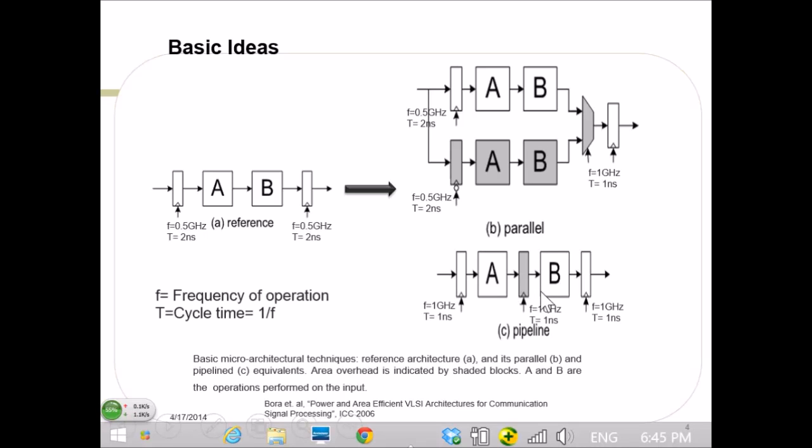So there are different trade-offs in terms of parallelization and pipelining. Usually, in terms of parallelization, you can see that there is an area overhead here, because essentially you're almost duplicating another path. In pipelining, there is less area overhead, but sometimes there is a choice that you need to make.